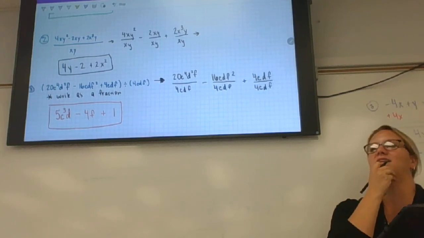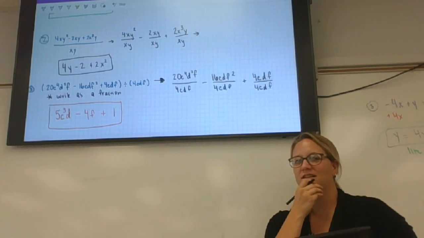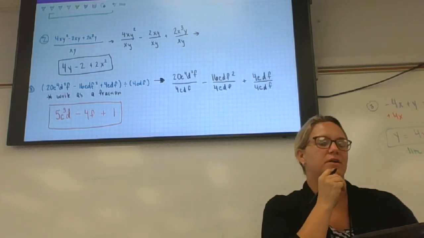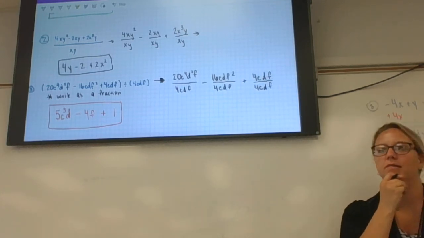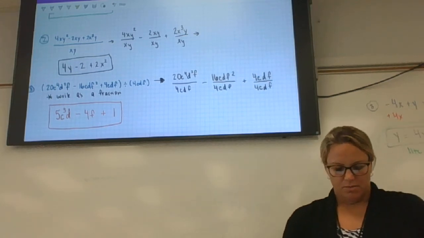It's a little bit less work than a lot of the problems we've done. There's less steps to remember. Honestly, you don't have to remember anything. You just have to do it. Separate and do it. Last one.